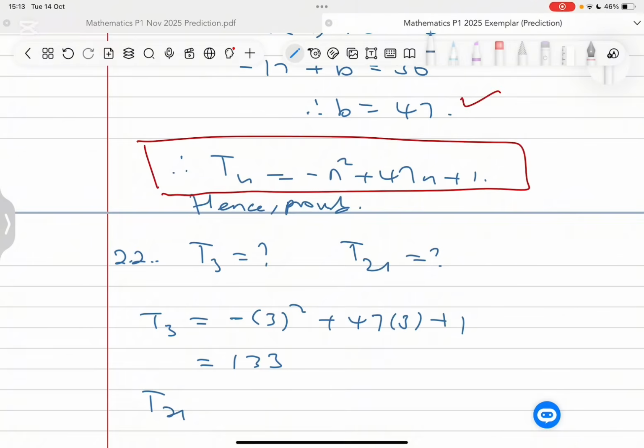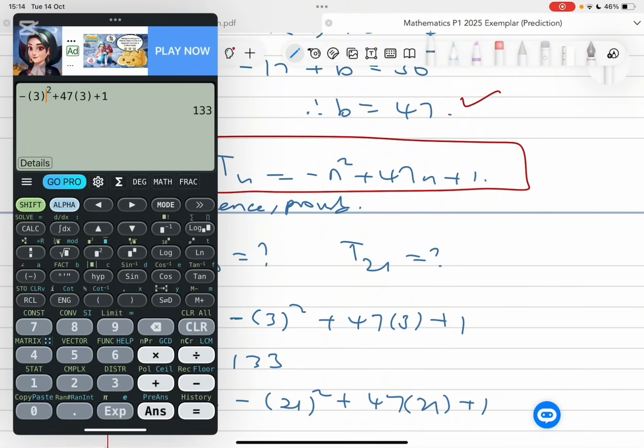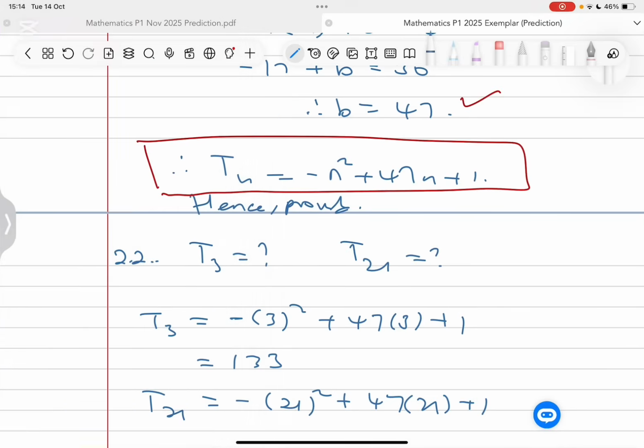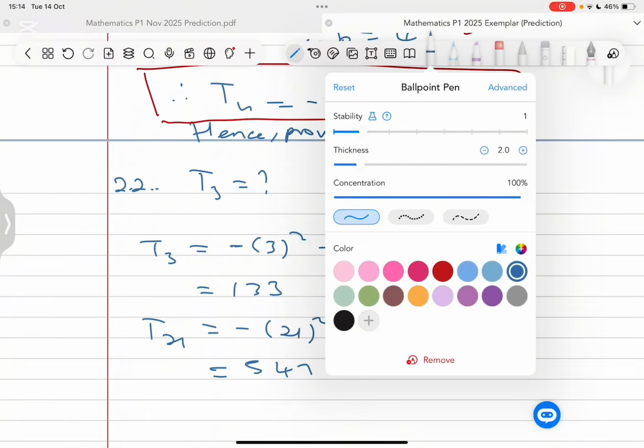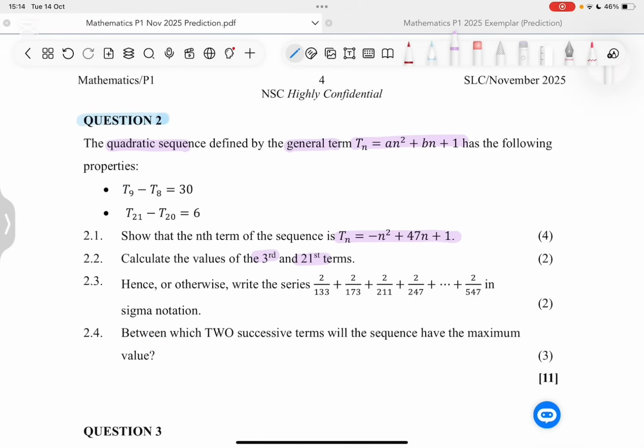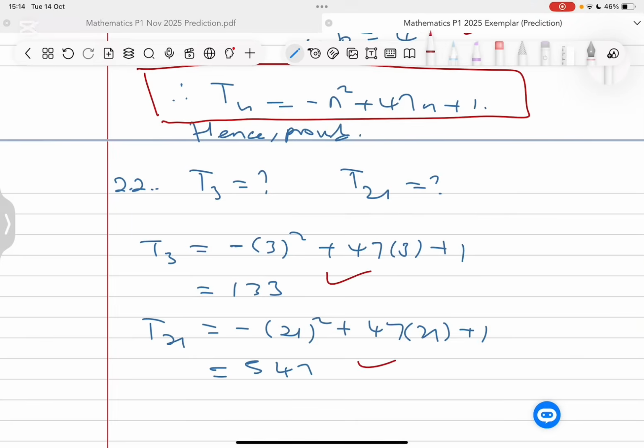Then if we go to the 21st term, I'm going to have negative 21 squared plus 47 times 21 plus 1. All I do again is come to my calculator and put 21 now, because I'm looking at the 21st term, and that gives me a number of 547. So the 21st term should be 547. And this really is out of 2 marks, meaning they give you a mark for finding each term there, the final answer there. This is very, very simple to do. These are free marks. You should be collecting the marks.